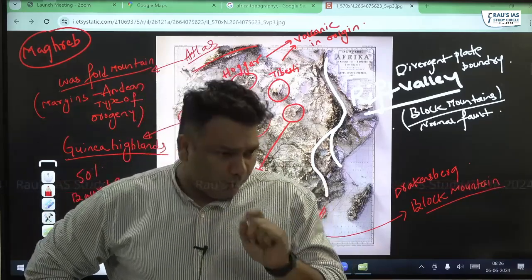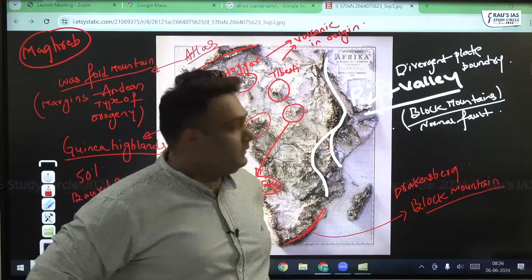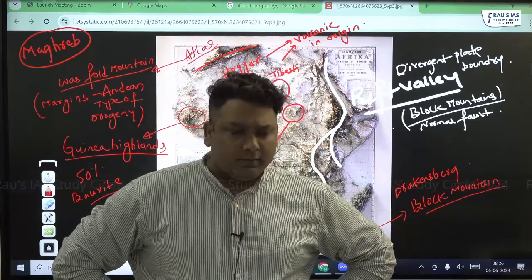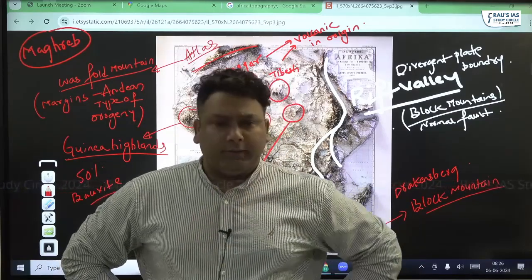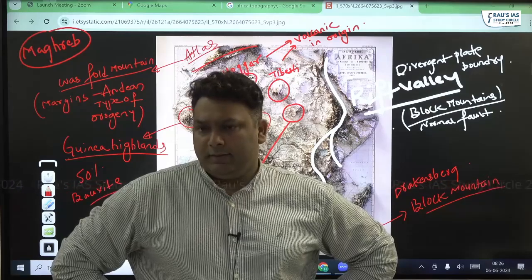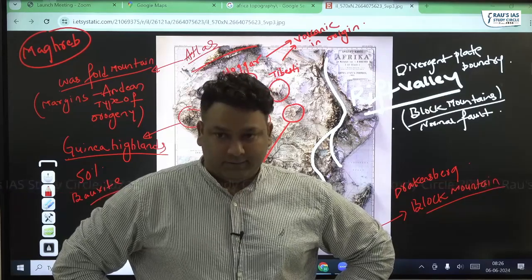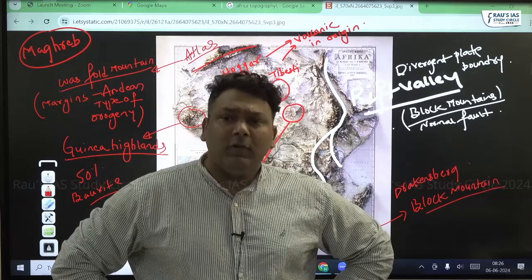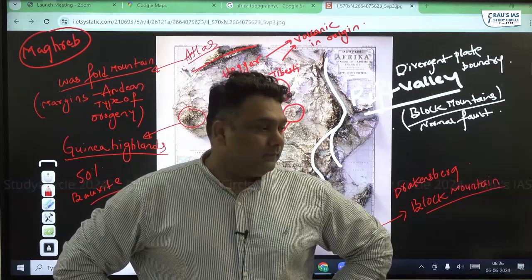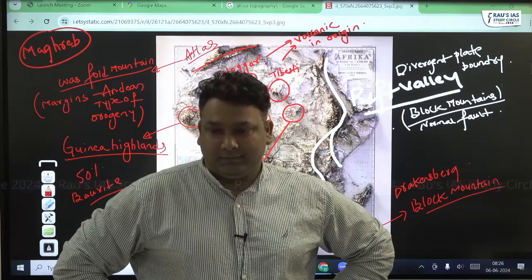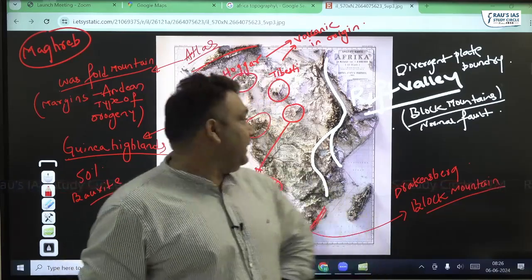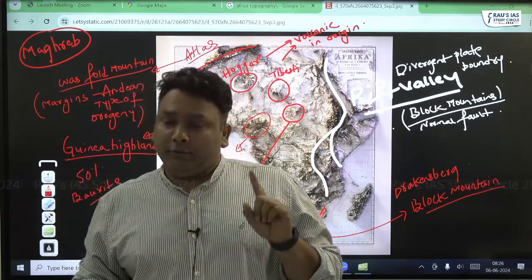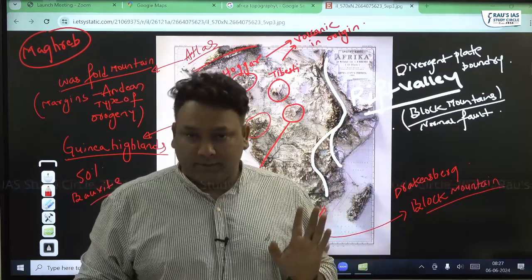It is a block mountain created when Africa was rifting away, or drifting, whatever, you can use both the words, drifting away from Gondwana land. It has step-like formation. This is important, because later on we'll see the climatic regions here.